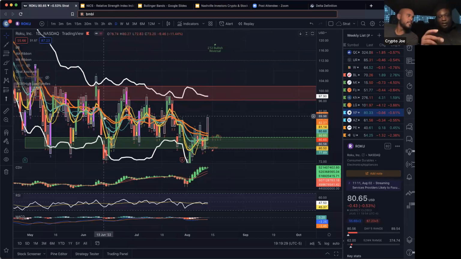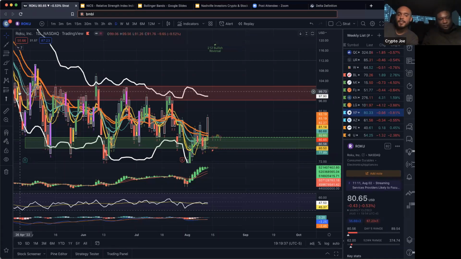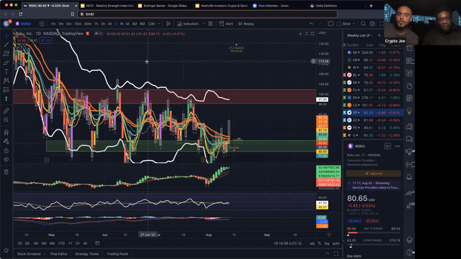And 200. Yeah, and 200 for sure. That's probably the biggest one. If you see 200 on any time frame up to the hourly, it's a big level. Yes, sir. And price will most likely react. But Roku.